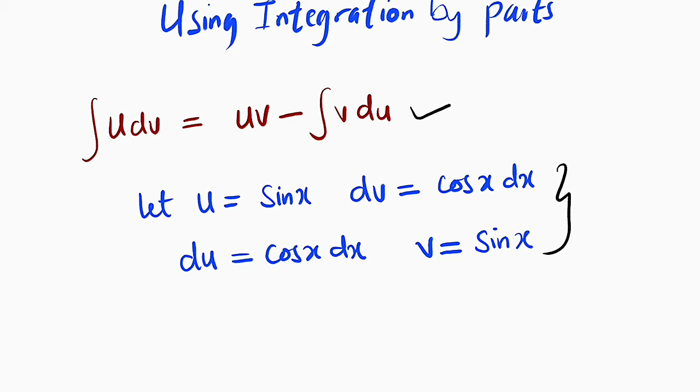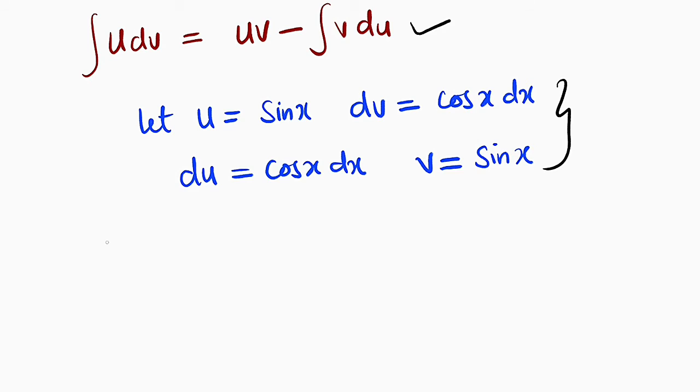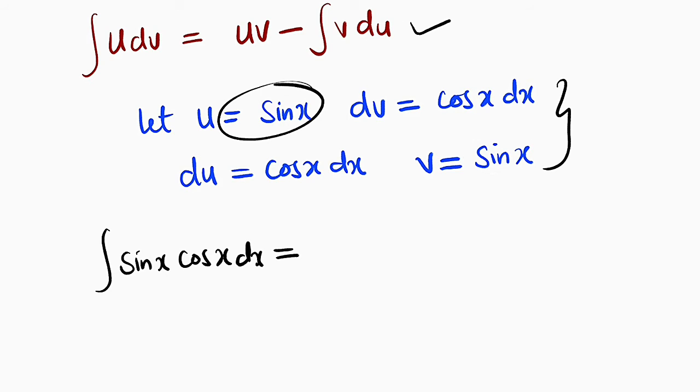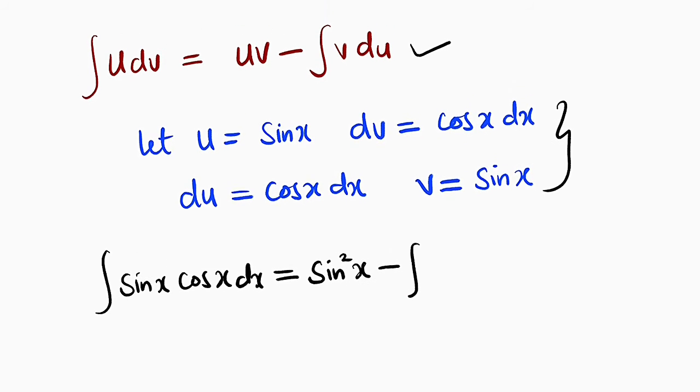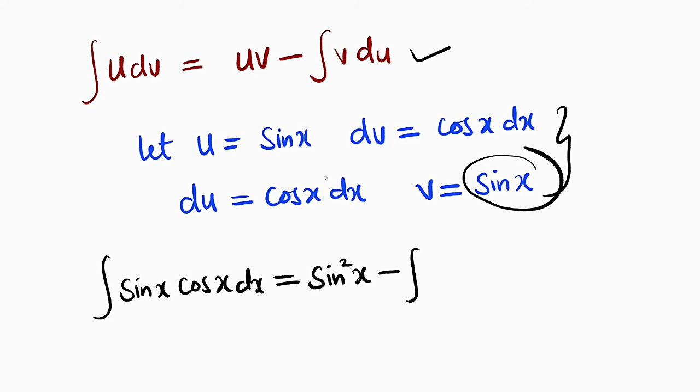Our formula is the integral of u dv, which is our original function, the integral of u, which is sine x, dv, which is cosine x dx, equal to u multiplied by v. This is u, this is v, sine x times sine x, which I can write as sine squared x. Then you subtract the integral of v du. This is v, this is du. It means sine x multiplied by cosine x dx.